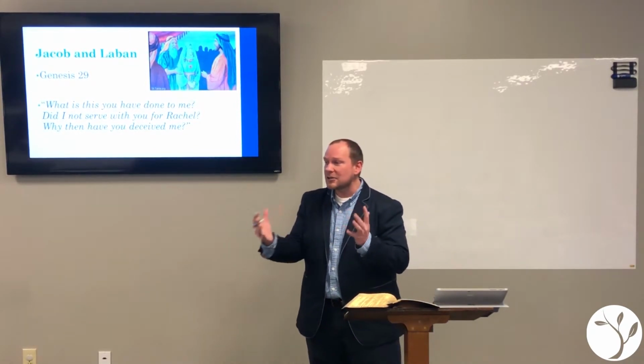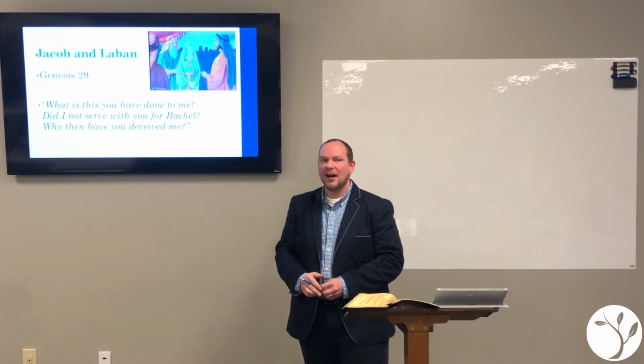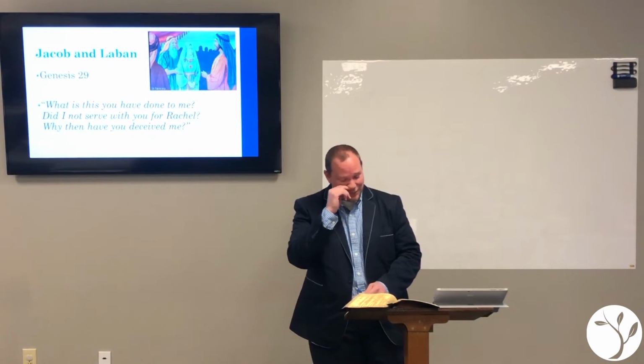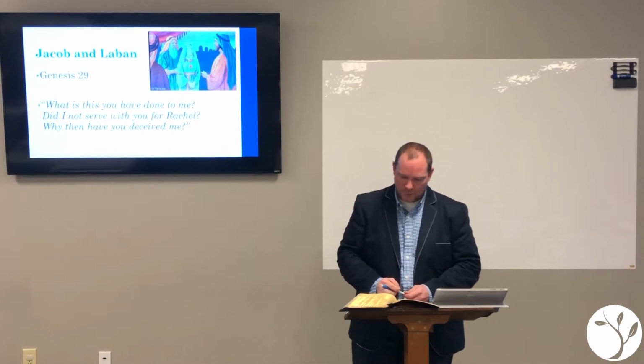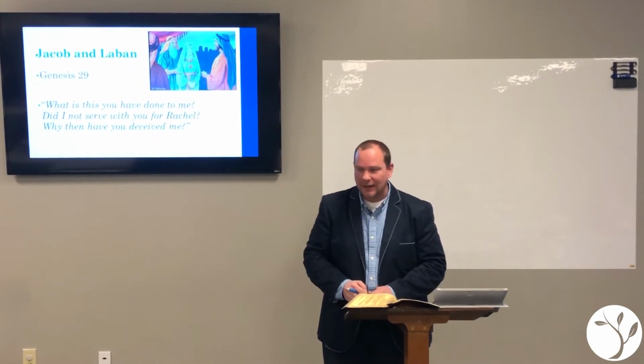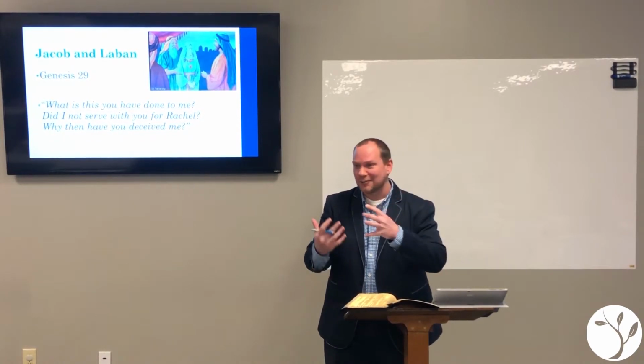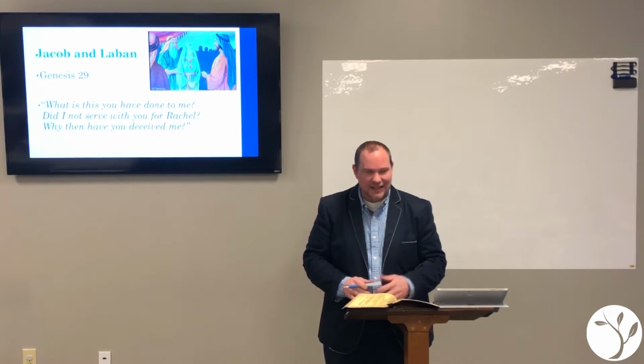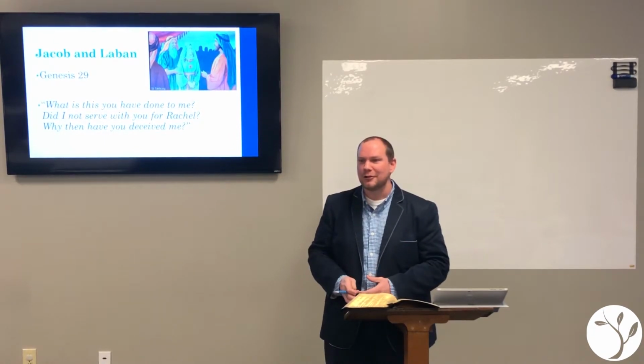So he marries who he thinks is Rachel, but then he finds out the next morning it was actually Leah instead. So Laban has pulled one over the eyes of Jacob, and Jacob now has gone from being the trickster to being the one who was tricked. And so he says, what did you do to me? Why did you do this?